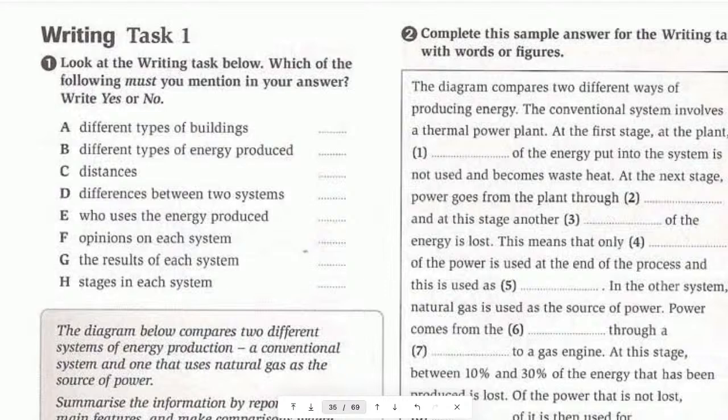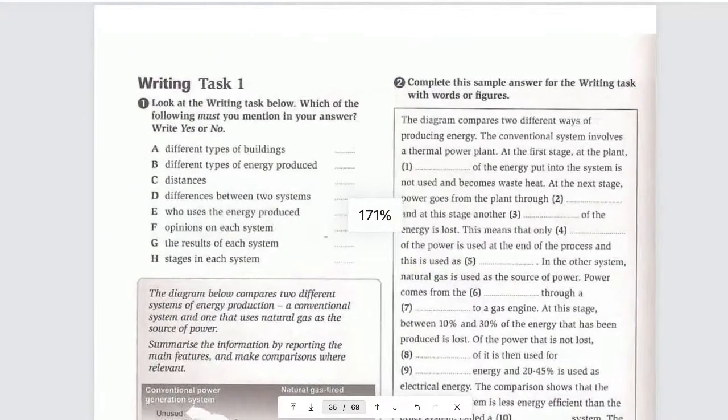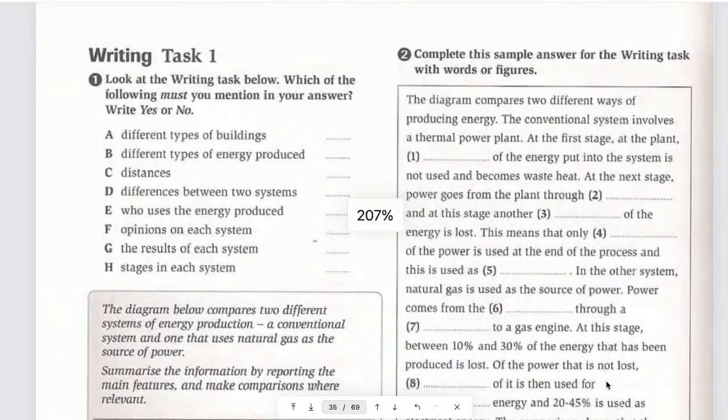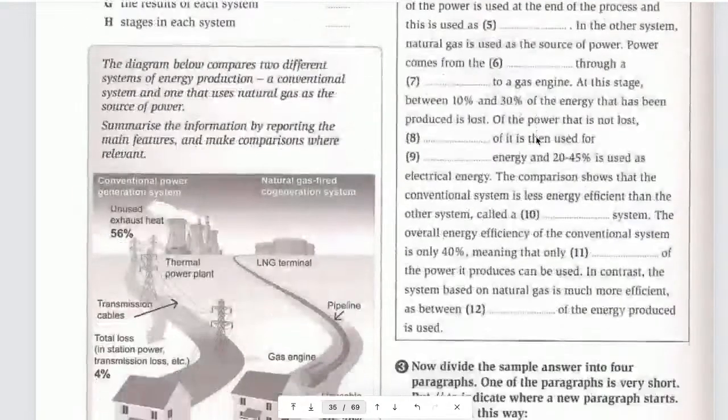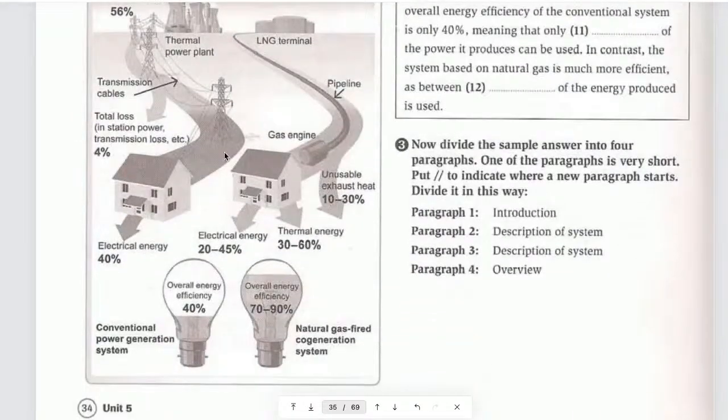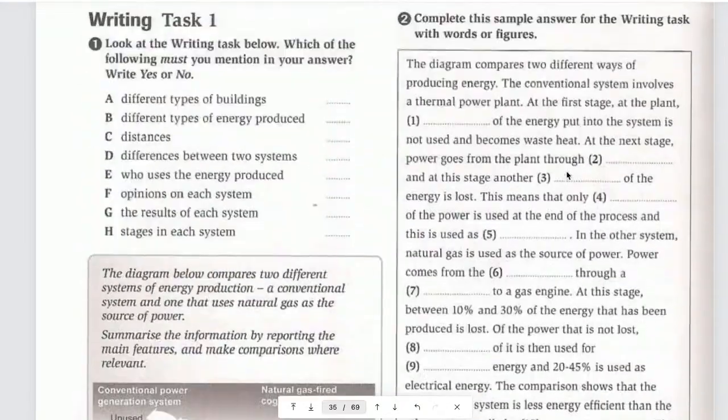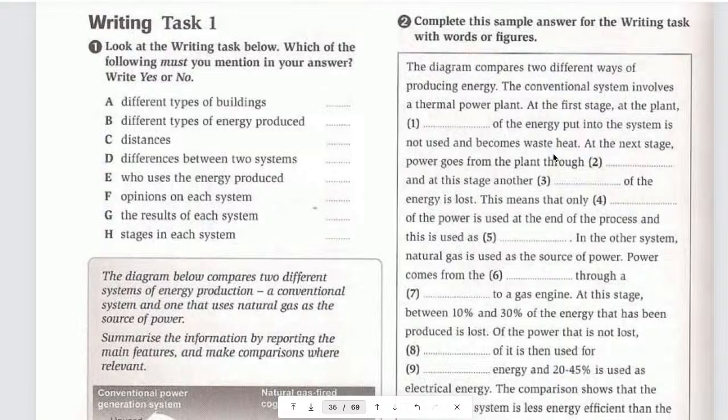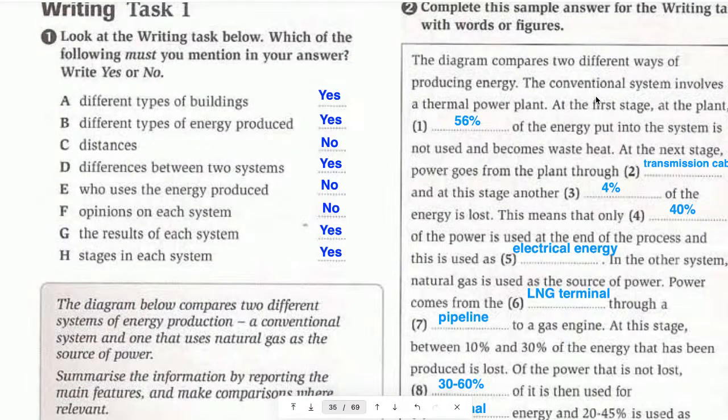Alright, now let's try to fix this, okay? So exercise 2, complete this sample answer for the writing task with words or figures. First of all, you have to look at the diagram here, and then you have to answer all the questions there, right? Have you finished? Yeah? Okay, now let's fix this.